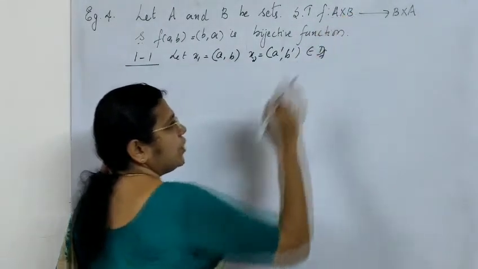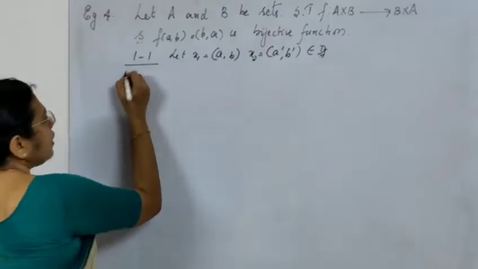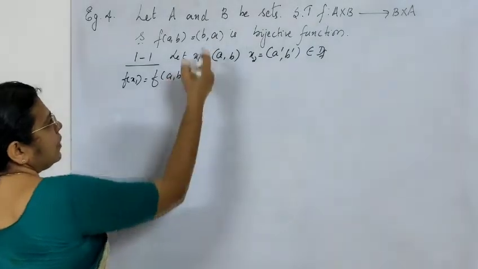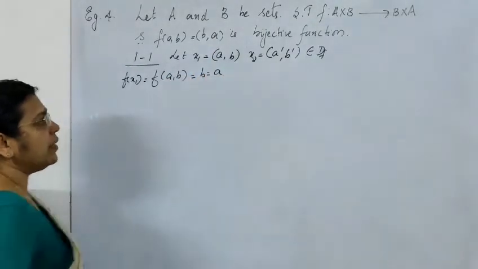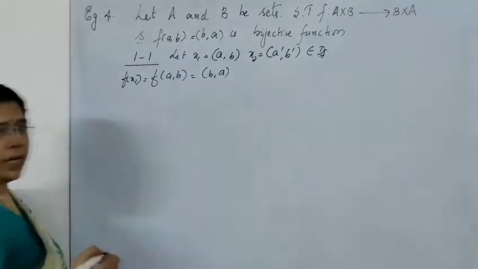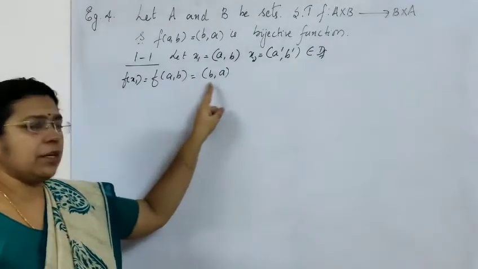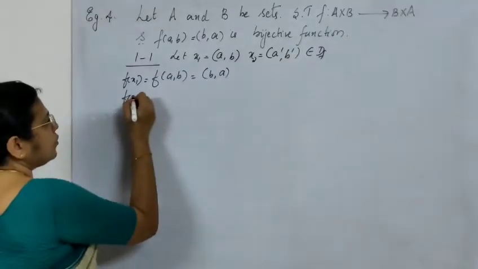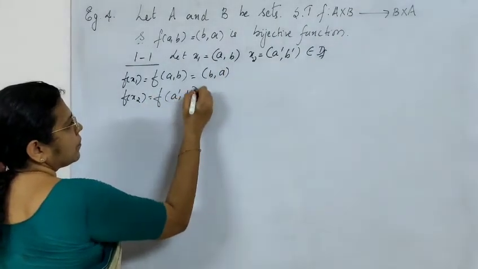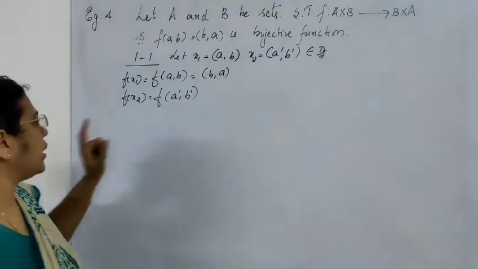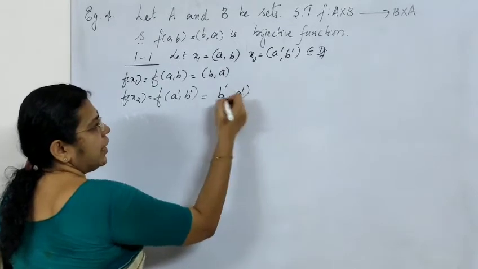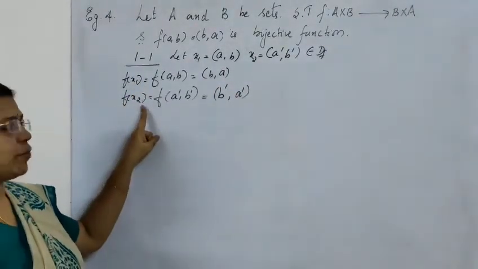Which is the domain of the function? A cross B. Now, what is f of x1, which is f of (a, b)? Which is (b, a). It is the ordered pair (b, a). So, f of x1 equals f of (a, b) equals (b, a). What is f of x2? x2 means (a', b'). What is f of (a', b')? According to this, it needs to be (b', a'). Okay. So, I have got f of x1 and f of x2.